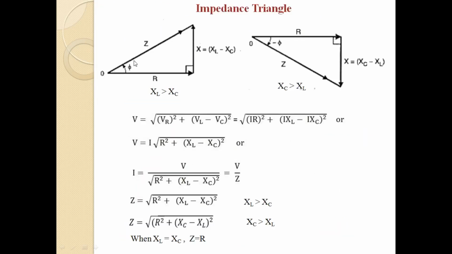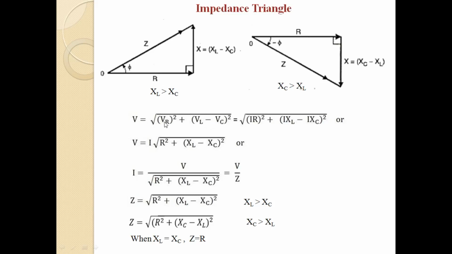So here you can see that this is the total impedance of the circuit, this is the resistance, and this is the reactance. The magnitude of the reactance, when the inductive reactance is higher than the capacitive reactance, will be given by XL minus XC. And from here you can see the total voltage relation we have already seen: VR is the voltage across the resistance and VL minus VC, because here VL is greater than VC, that is why we have taken VL minus VC in this case.